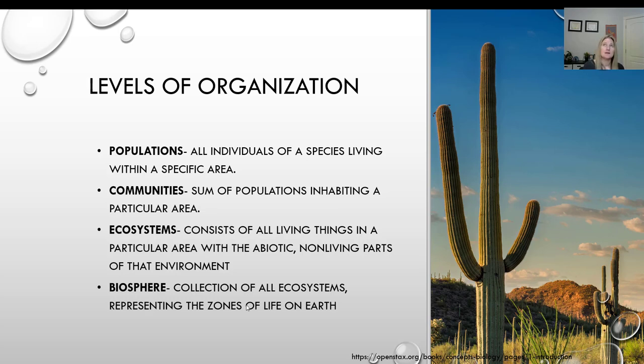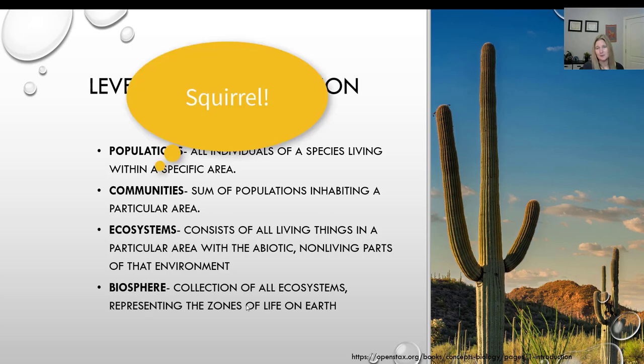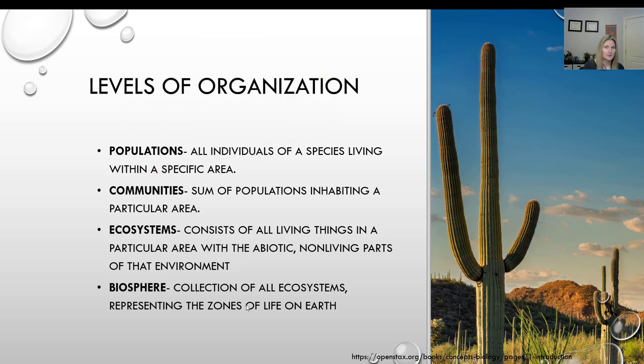Or maybe I could see how those squirrels are interacting with the birds at the bird feeder, or preventing themselves from getting eaten by the coyote that's wandering around the neighborhood or something like that. So if I'm going to that level, I'm studying a community. So communities are looking at all the populations inhabiting a particular area and studying the different interactions that they're having, the predator-prey relationships, the food chain, the food web, things like that. So that's all part of a community.